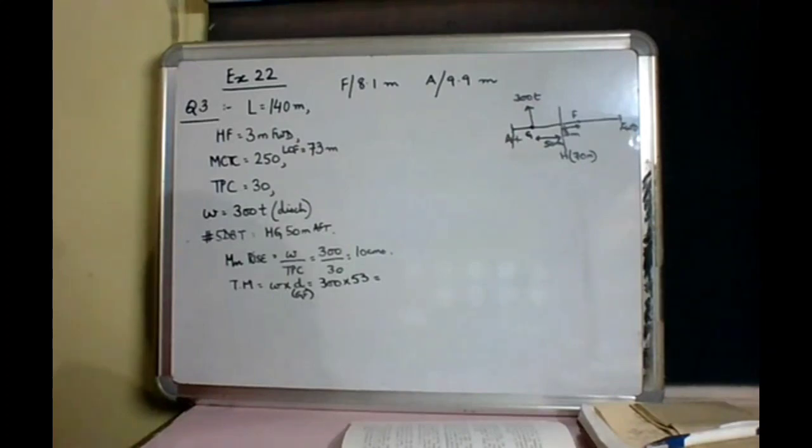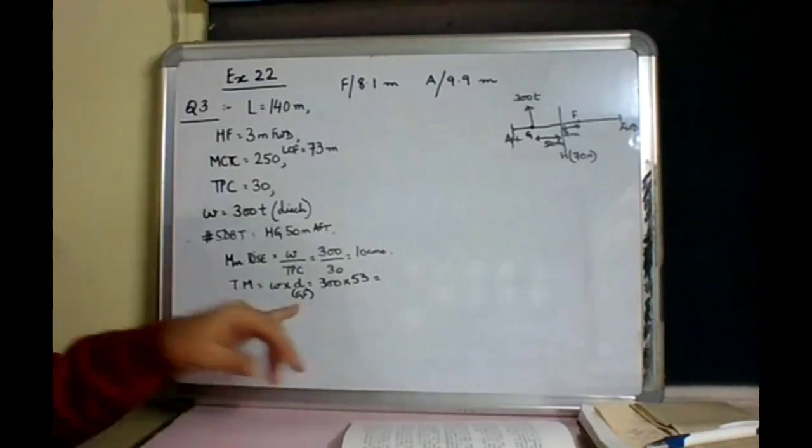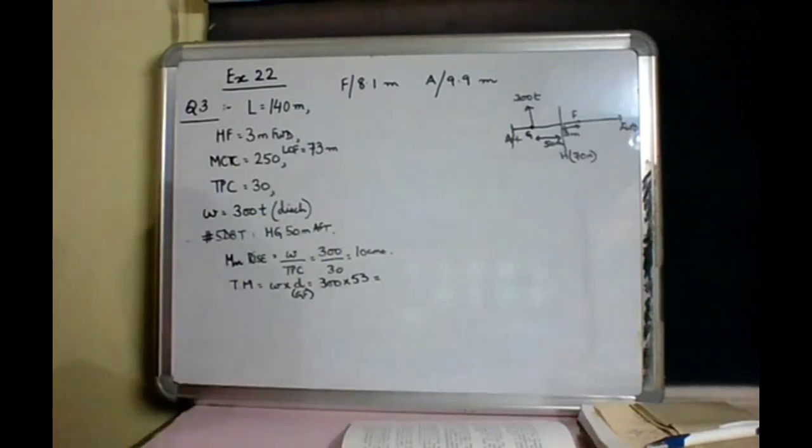TM ट्रिमिंग मोमेंट क्या लिखा है? W into D, sir. करेक्ट. डी की डेफिनेशन क्या है? Lever is a distance between GF. Correct. Where G is the center of gravity of the cargo in the hold, and F is the center of flotation of the ship.